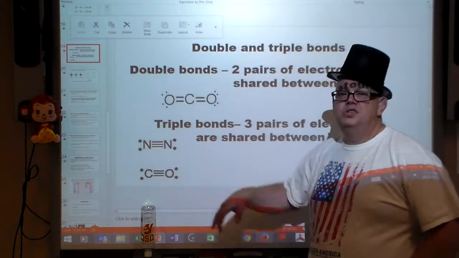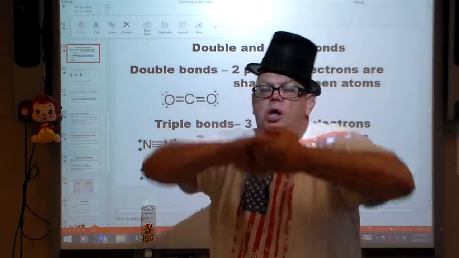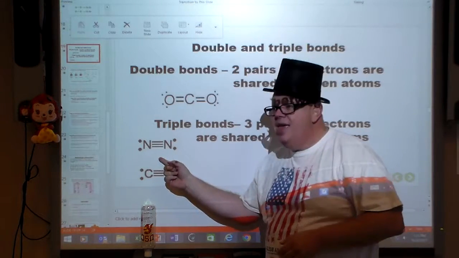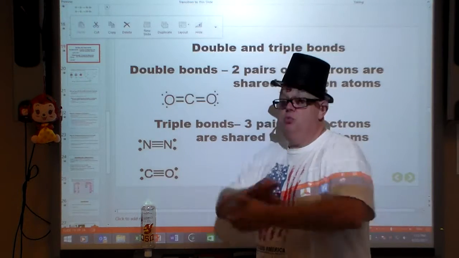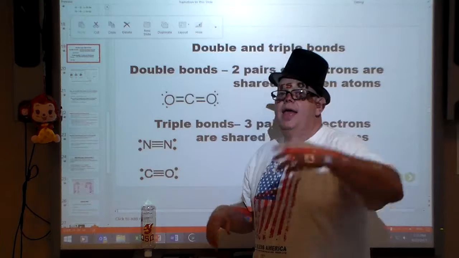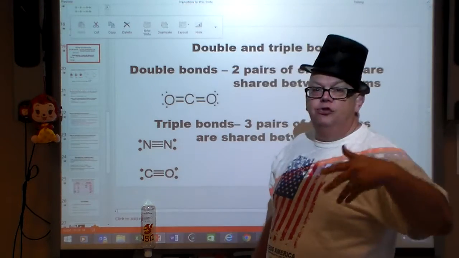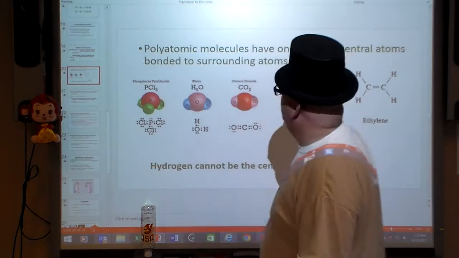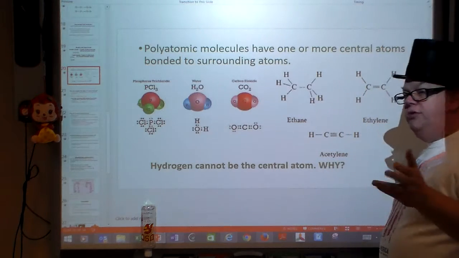So the more bonds you have, the tighter the hookup between the atoms themselves. So it's probably kind of an important thing for this to have a really tight hookup, and that would allow life to survive on the planet. Go figure. Now, moving on.